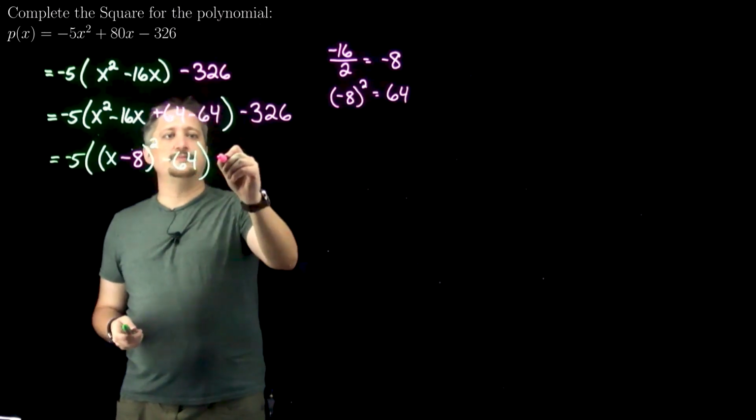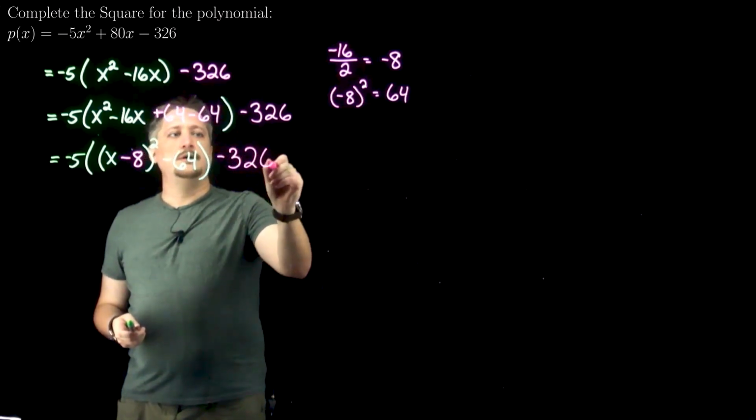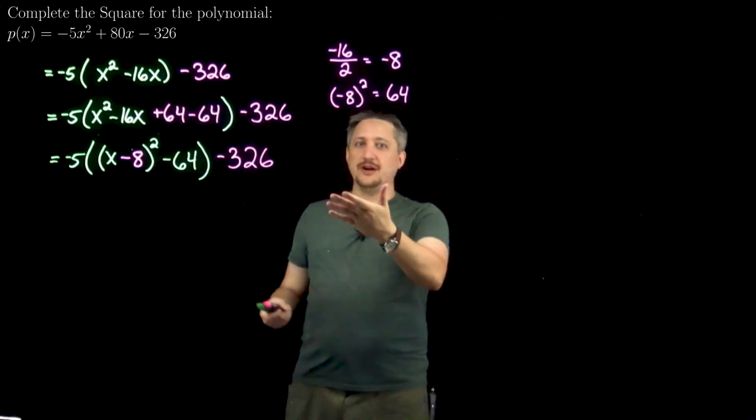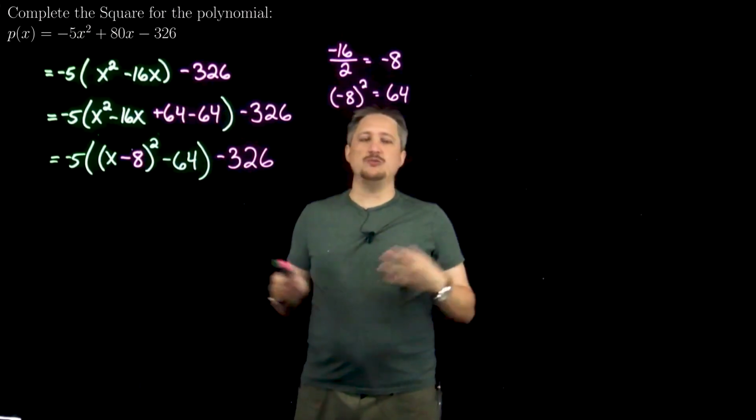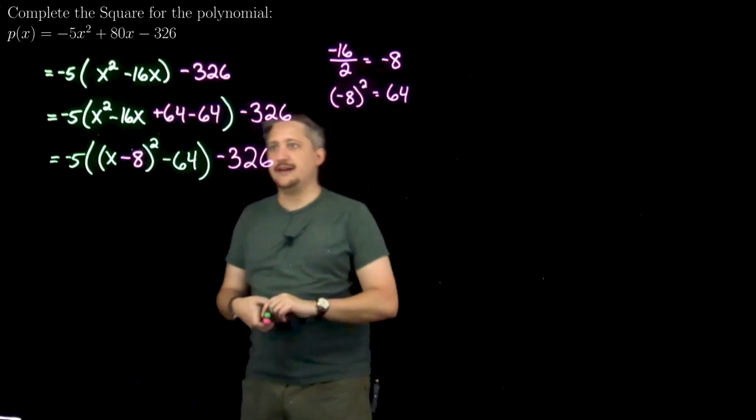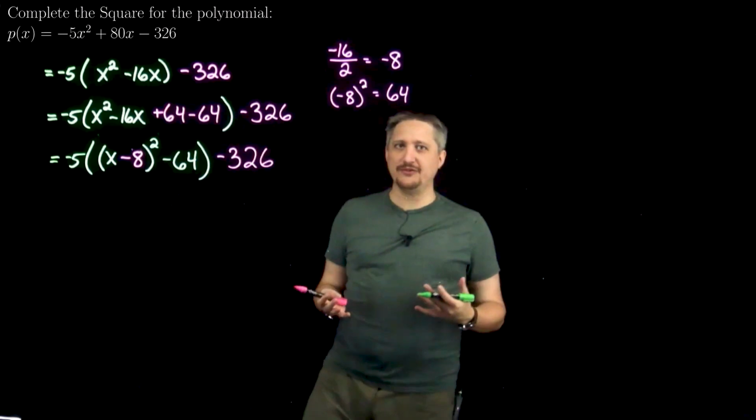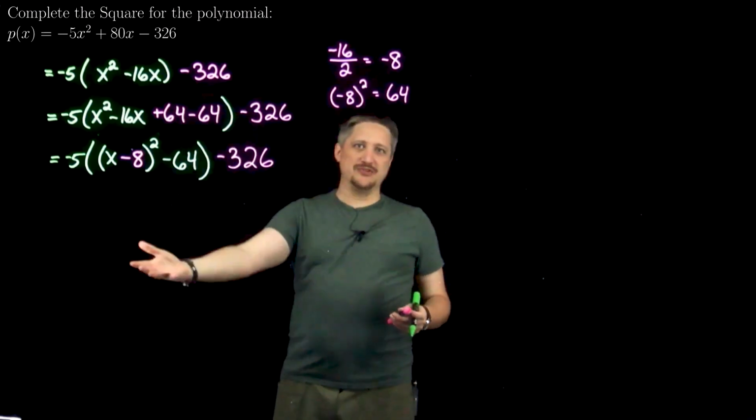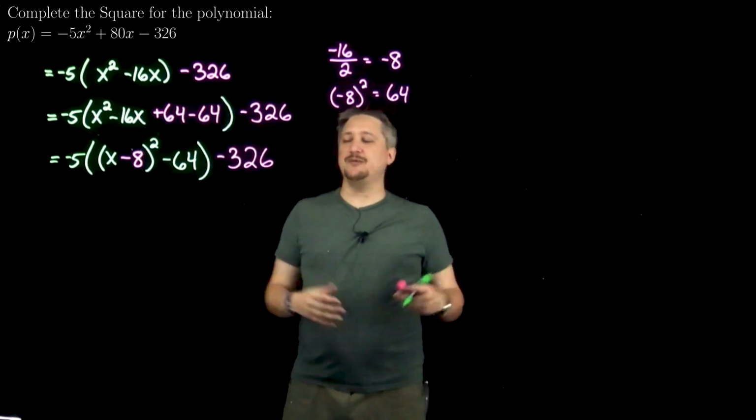Minus 326. And this is technically where we have completed the square. We have done the step, but by convention, we always expand out again, combine like terms and simplify. I'm going to do that because that's almost surely what you'll have to do every time you need to complete the square. Almost certainly you're going to have to do those steps afterward anyway.